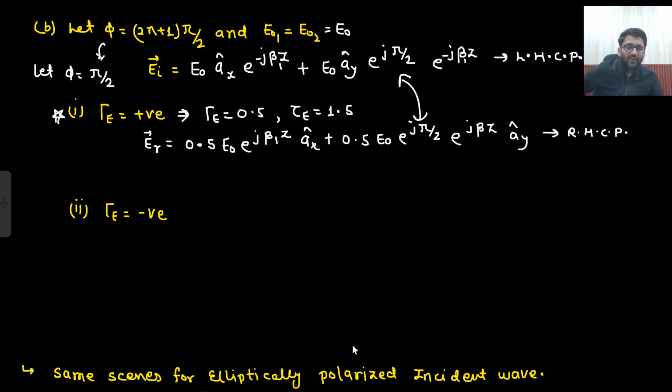Are you getting this point or not? Here the phase did not get changed because gamma e is positive. Gamma e is real, so the phase did not get changed. But only the direction of propagation got changed, and because of that, left hand circularly polarized became right hand circularly polarized. And what about the transmitted one?